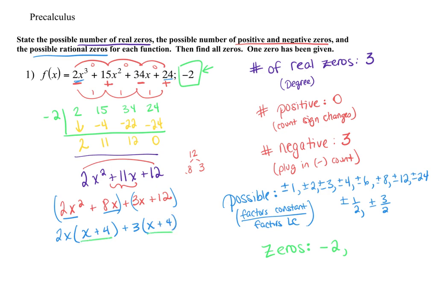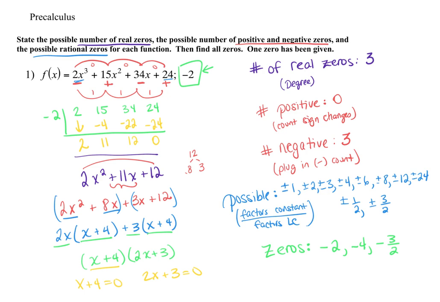These should always be the same if you did it correctly or if it's factorable. So I have x plus 4 as one of my groups, 2x plus 3 as another one of my groups. Now I can find the other 2 zeros. I'm going to set each of these equal to 0. X plus 4 equals 0. That's going to give me negative 4. And 2x plus 3 equals 0 is going to give me negative 3 halves.